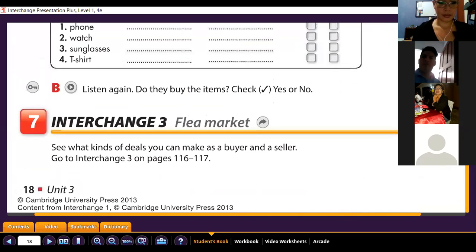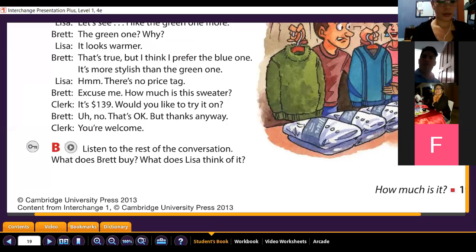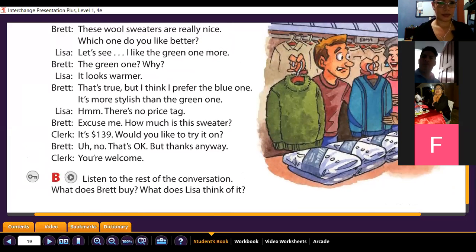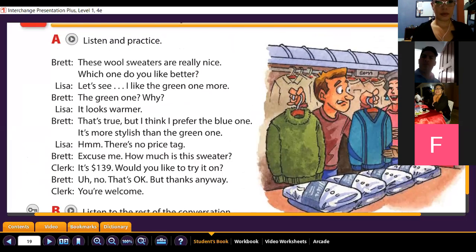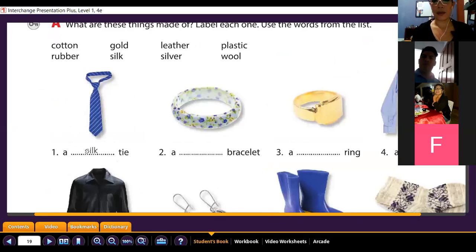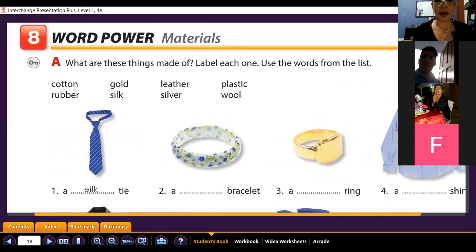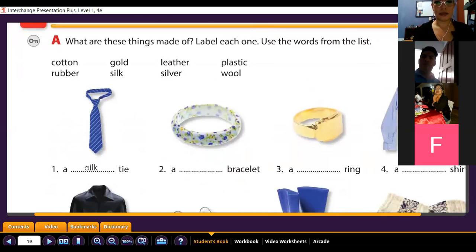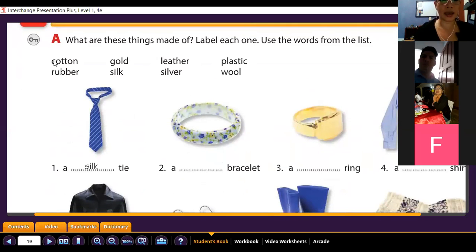Look at this. How much is it? Okay. Here we have some vocabulary about materials, the most common materials that we can find in our things. Okay, that's just vocabulary. Let's repeat.